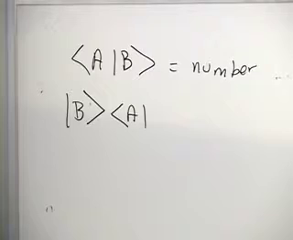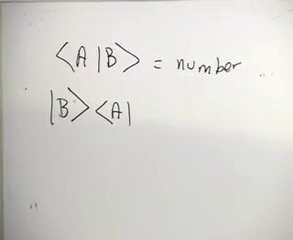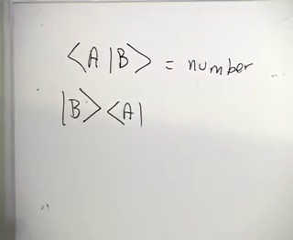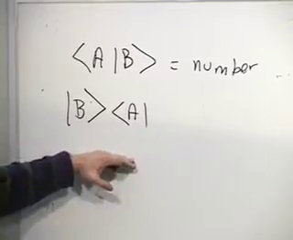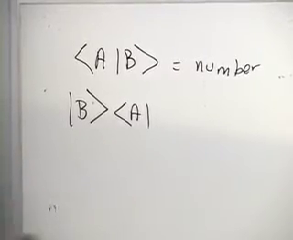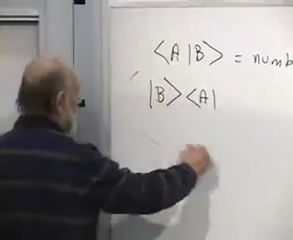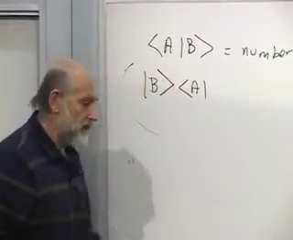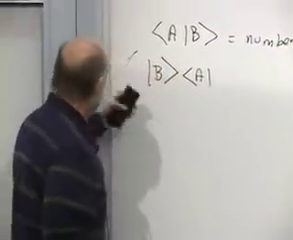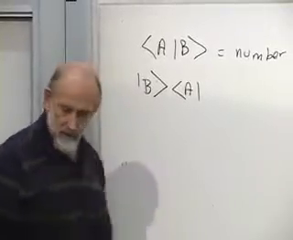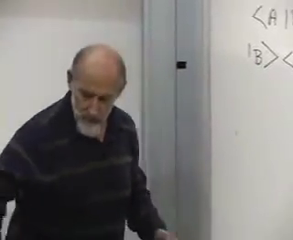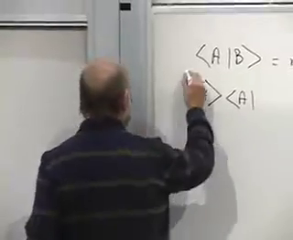What does this mean? This is no longer a number. This object is an operator. It's a linear operator, and the way that it works is if you take this object, think of it now as an object in its own right. Just in order to indicate that it's an object in its own right, let's put a red bracket around it.